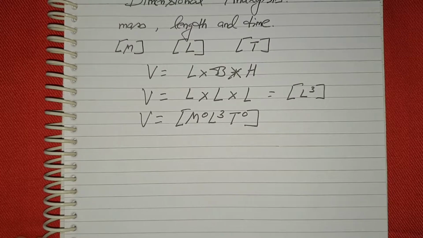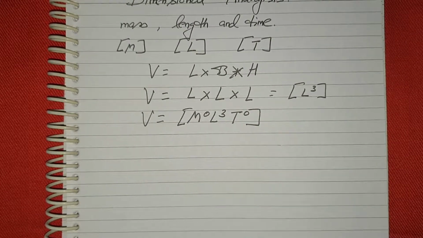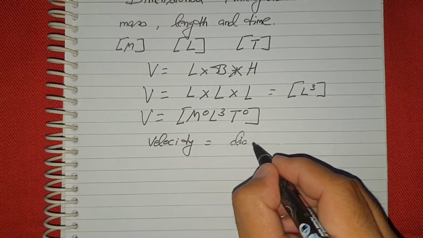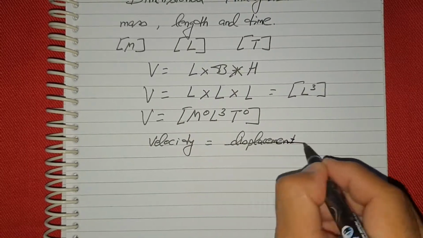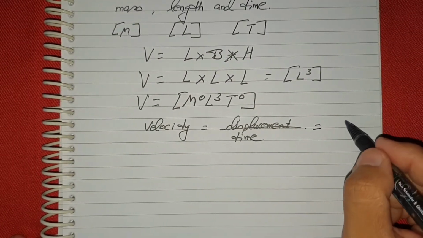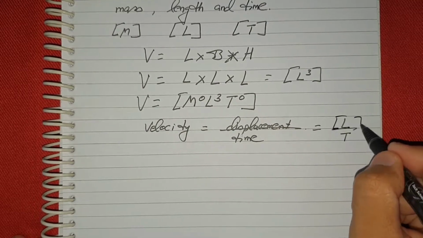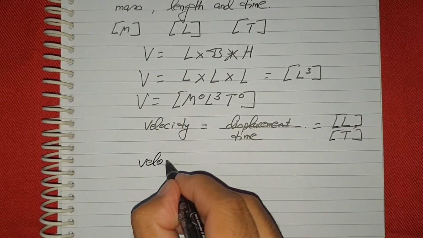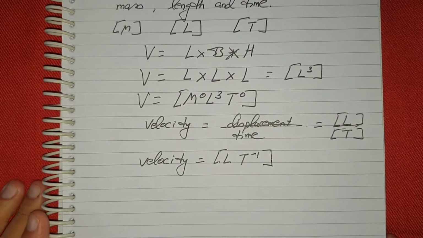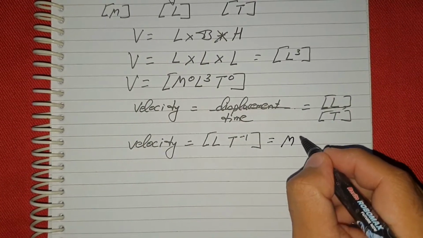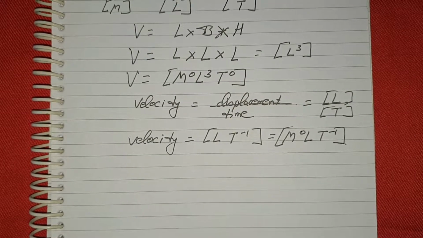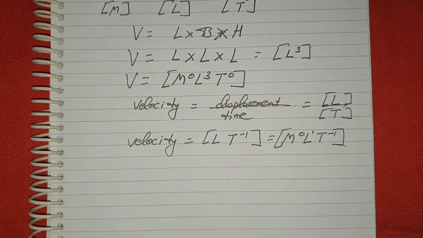Now, velocity. We know that velocity is equal to displacement upon time interval, so this is equal to L upon T. Now we write velocity as L T^-1, and also we can write this as M^0 L T^-1. The dimensions of velocity are 0 in mass, 1 in length and minus 1 in time.